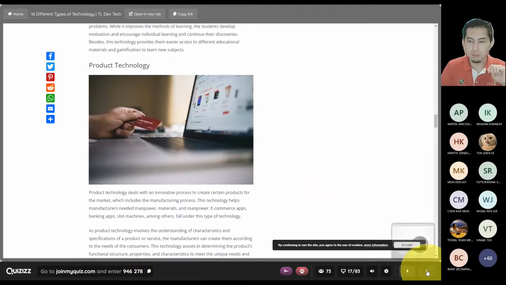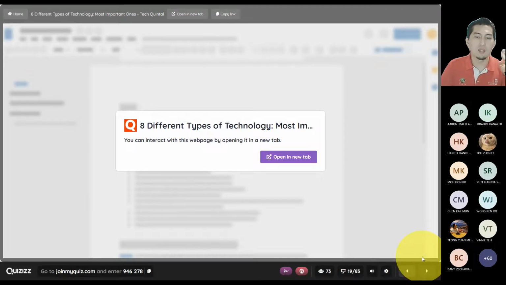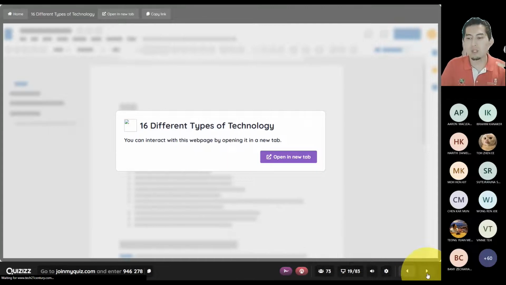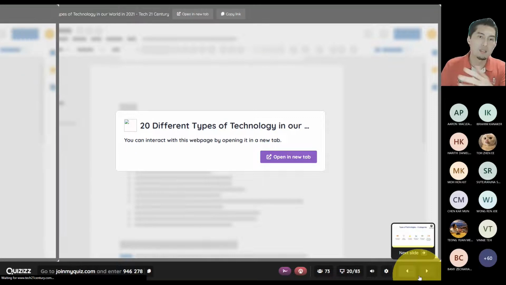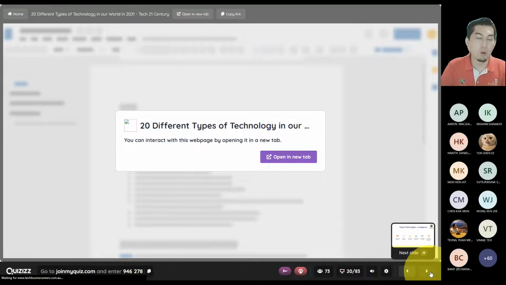All right. Next one is also another sample. I will skip this one. I just wanted to show you that, as you can see, there are many different sites that show you the different types of technology, the different numbers. Some are higher, some are lower. You saw 8 earlier, then you see 16 different types of technology, now you are looking at 20 different types of technology. This list will go on and on.